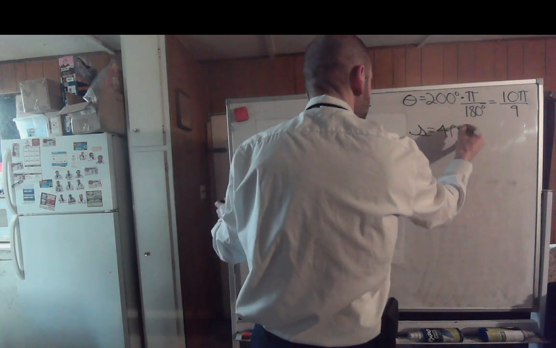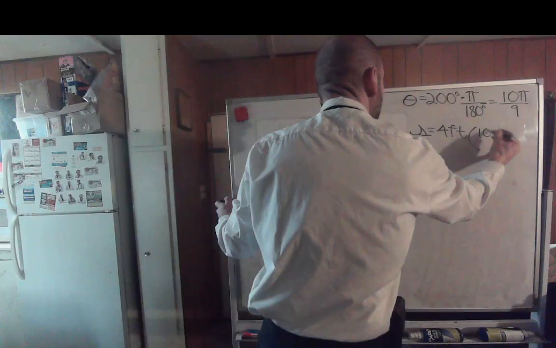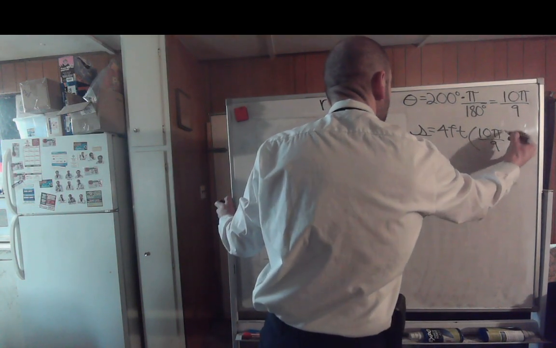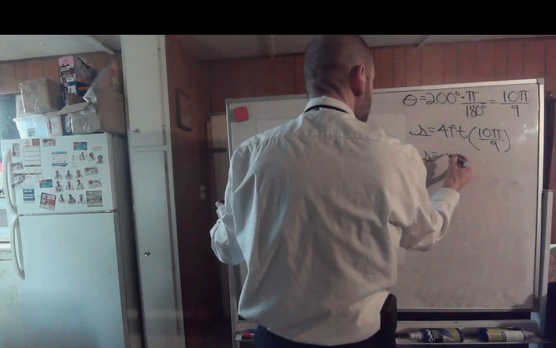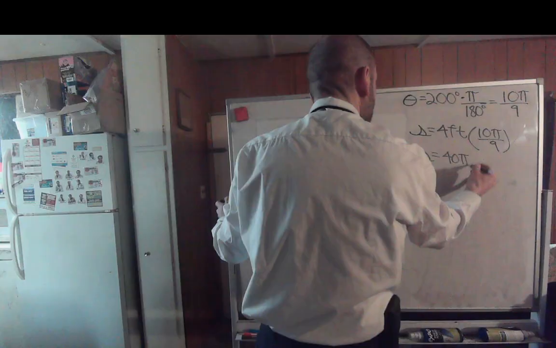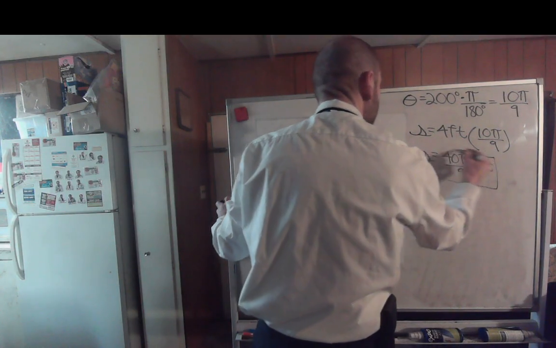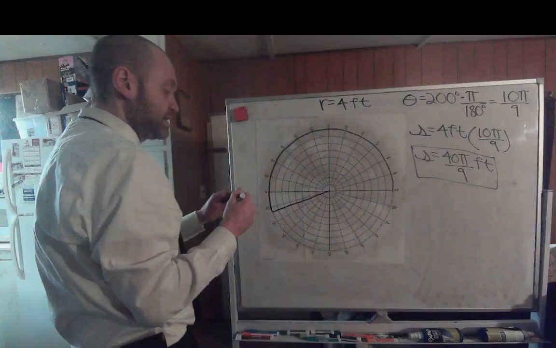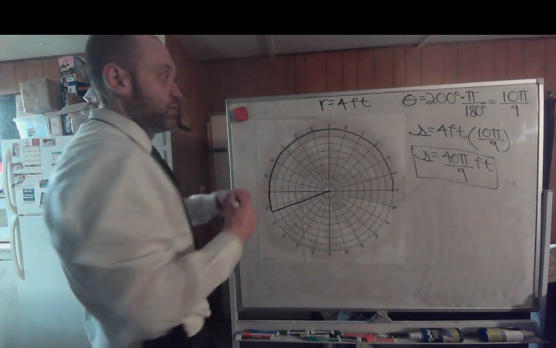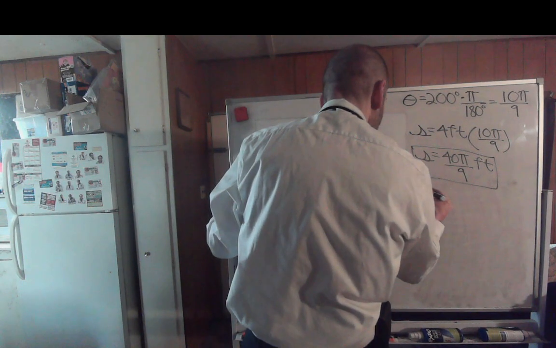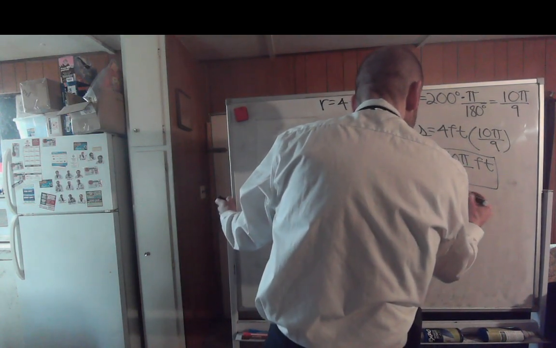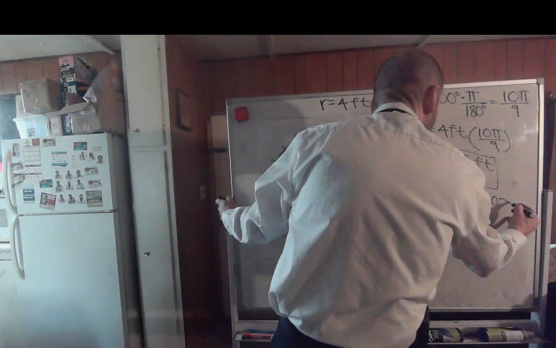That's equal to my radius of 4 feet. So 4 feet times 10 pi over 9. That gives me an exact arc length of 40 pi all over 9 feet. So there's my arc length of 40 pi over 9 feet. Now, let's find the area of this whole sector. So that's going to equal 1/2 of that radius of 4 feet to the second power times that 10 pi over 9.